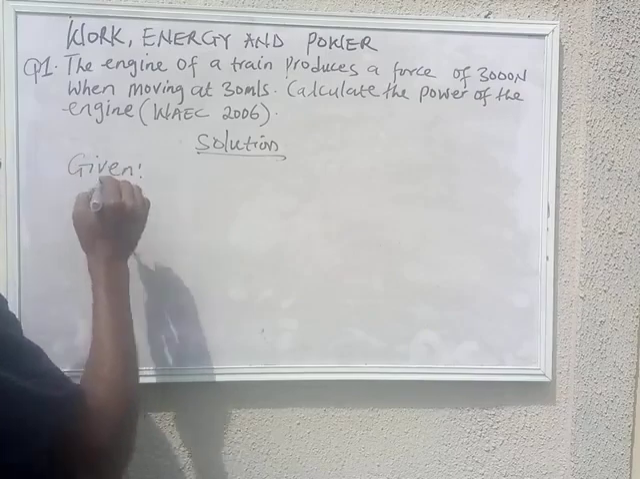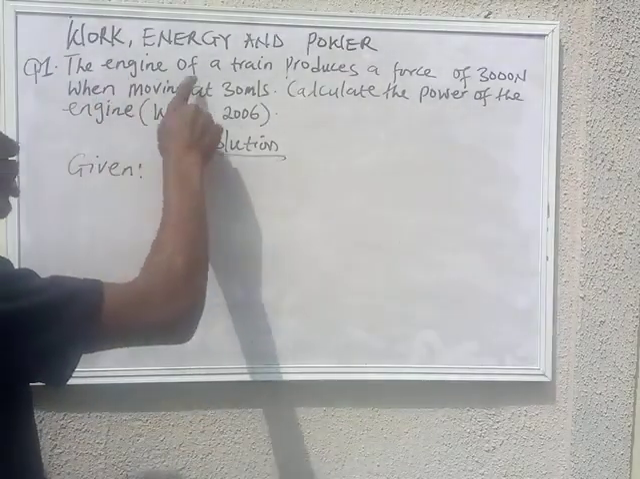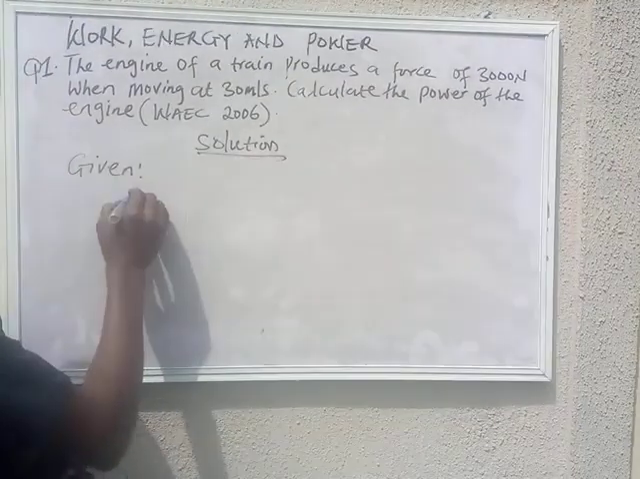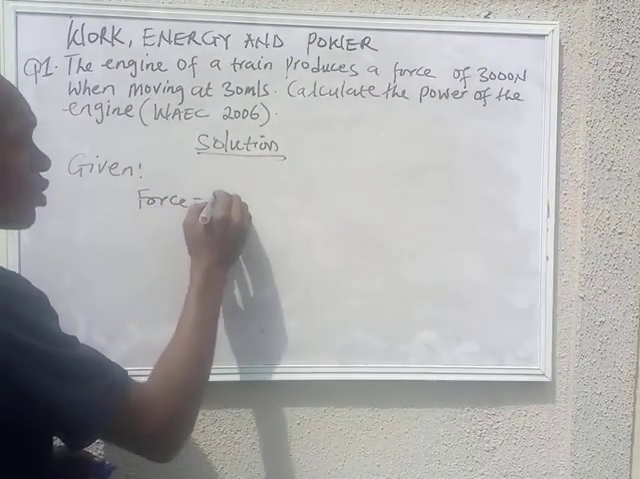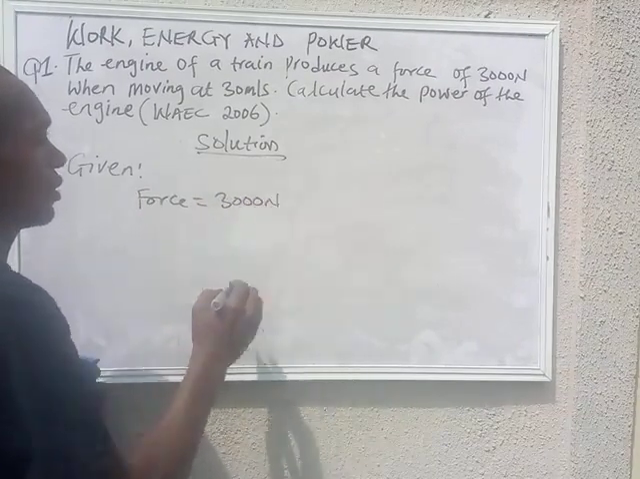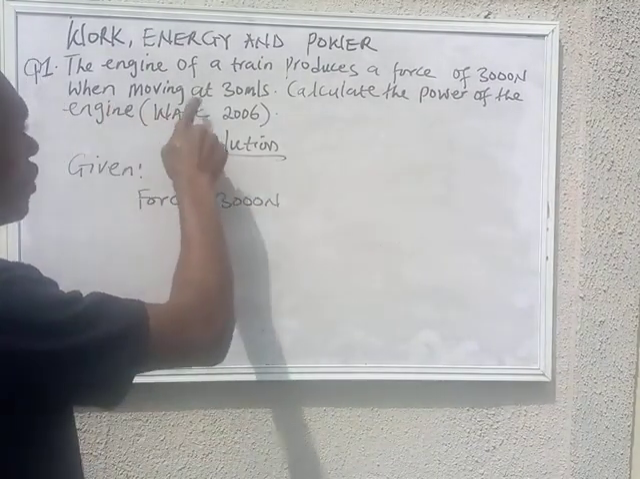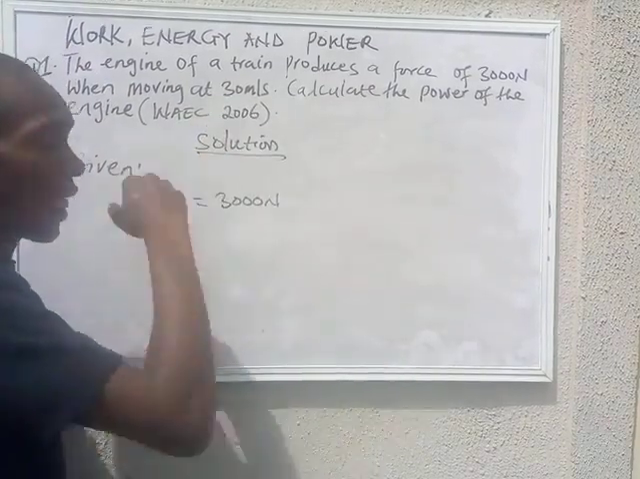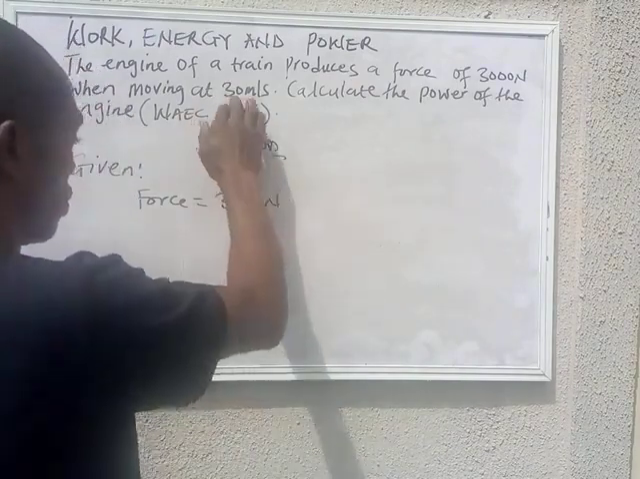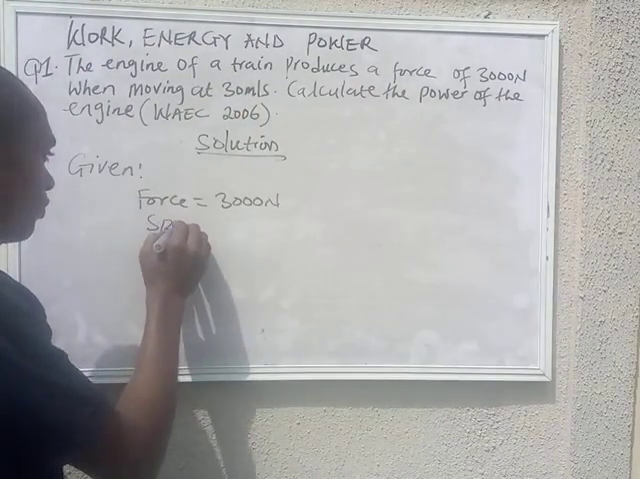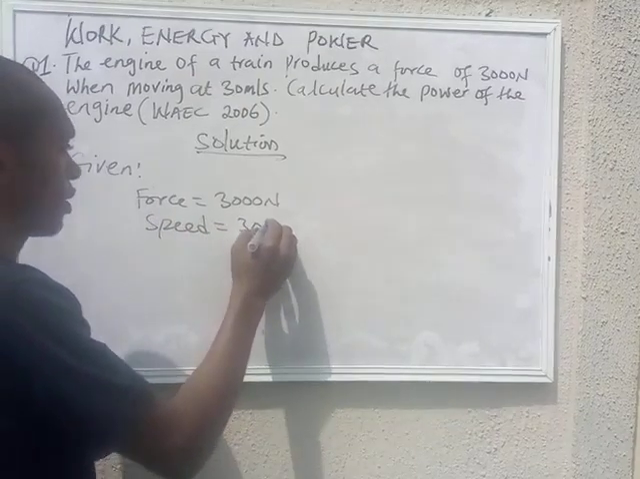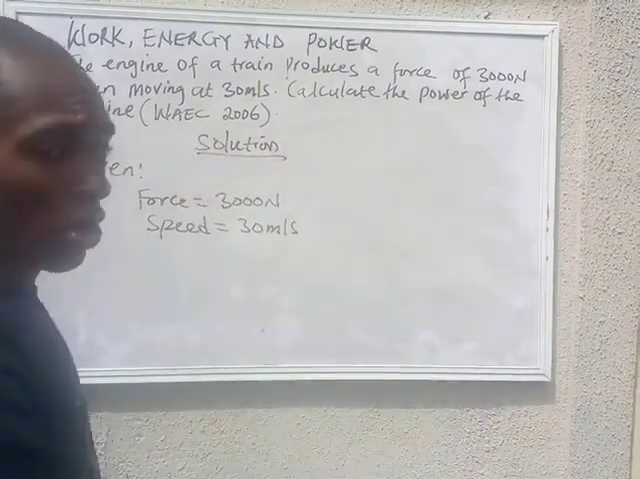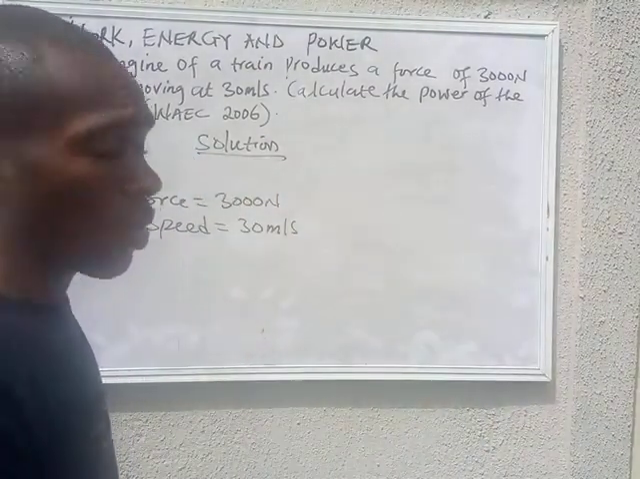We have given. The first thing is the engine of a train produces a force of 3000 Newton. So we have our force is equal to 3000 Newton. Now the next thing is when moving at 30 meters per second. Now 30 meters per second speaks of speed or velocity. So we take it as speed, which is 30 meters per second. The question now is calculate the power of the engine.